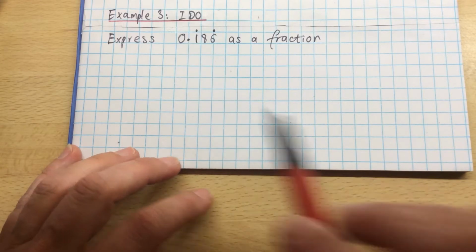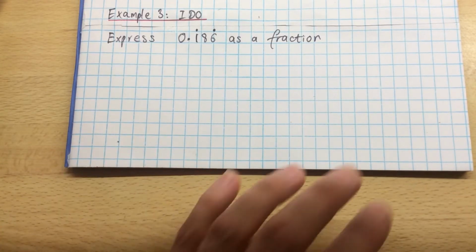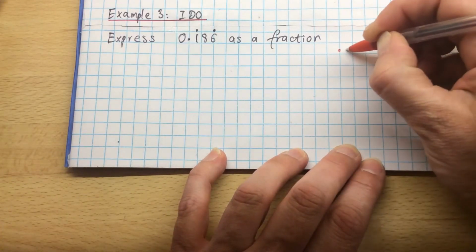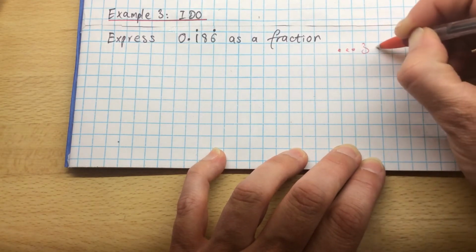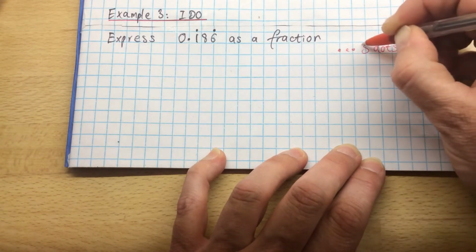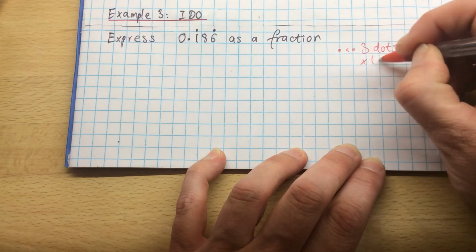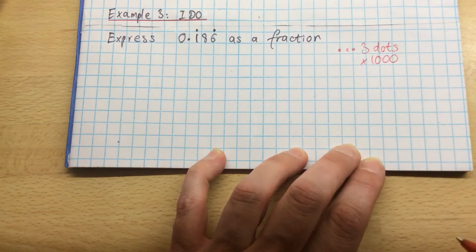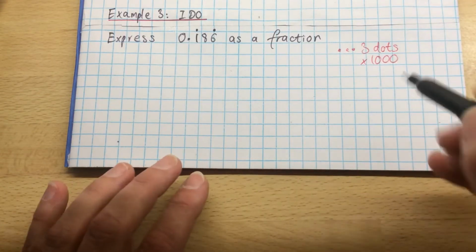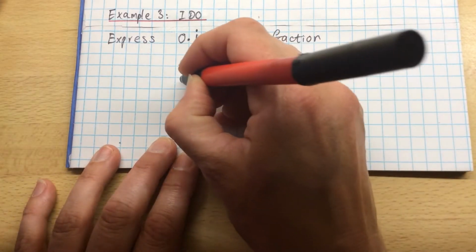Okay, so we're going to be multiplying by 1,000. So again, in the corner, I'm going to write a note for myself that 3 dots, and you guys write this down as well into your books, means multiply by 1,000. Okay, so let's do the same thing as we did on the other 2 examples.